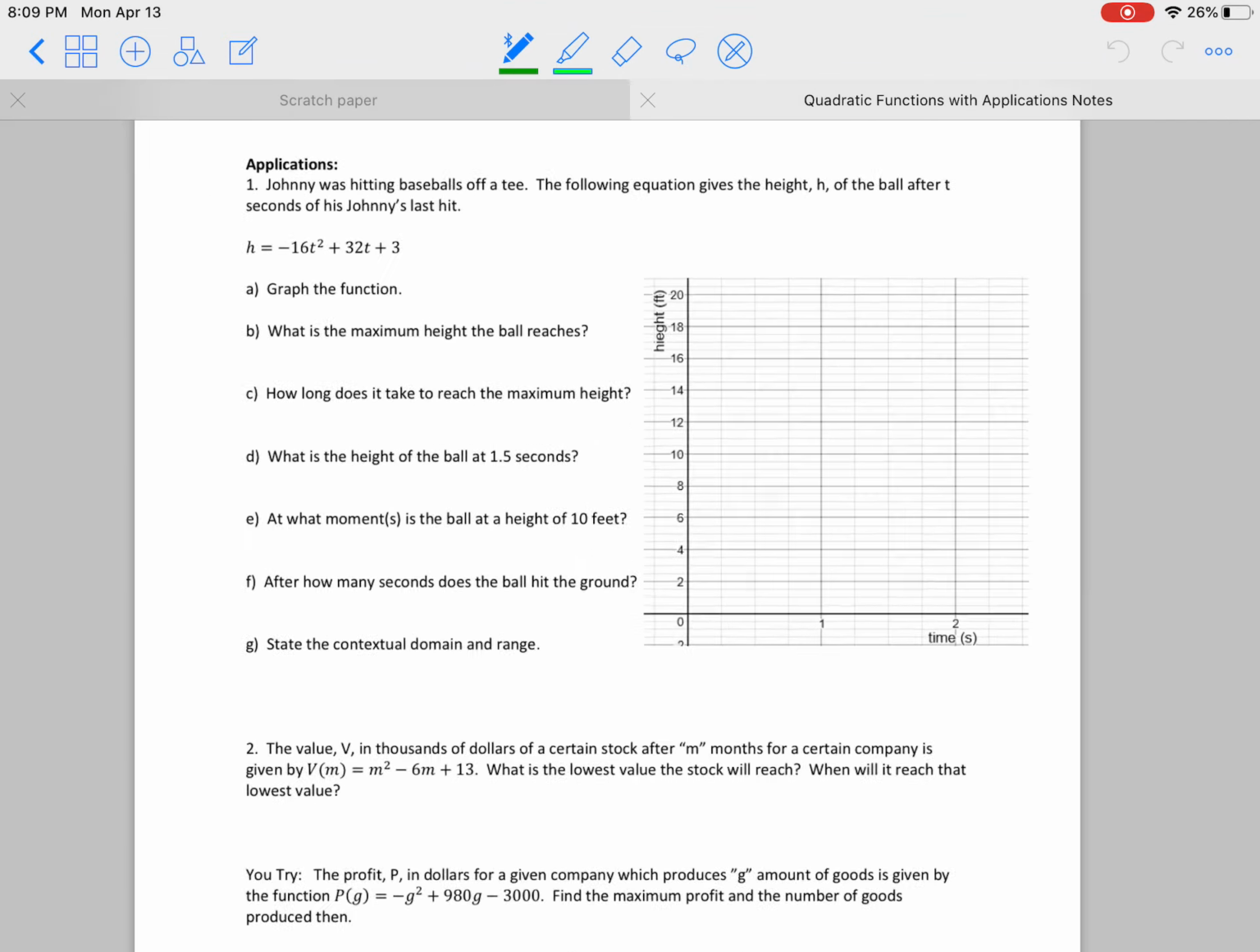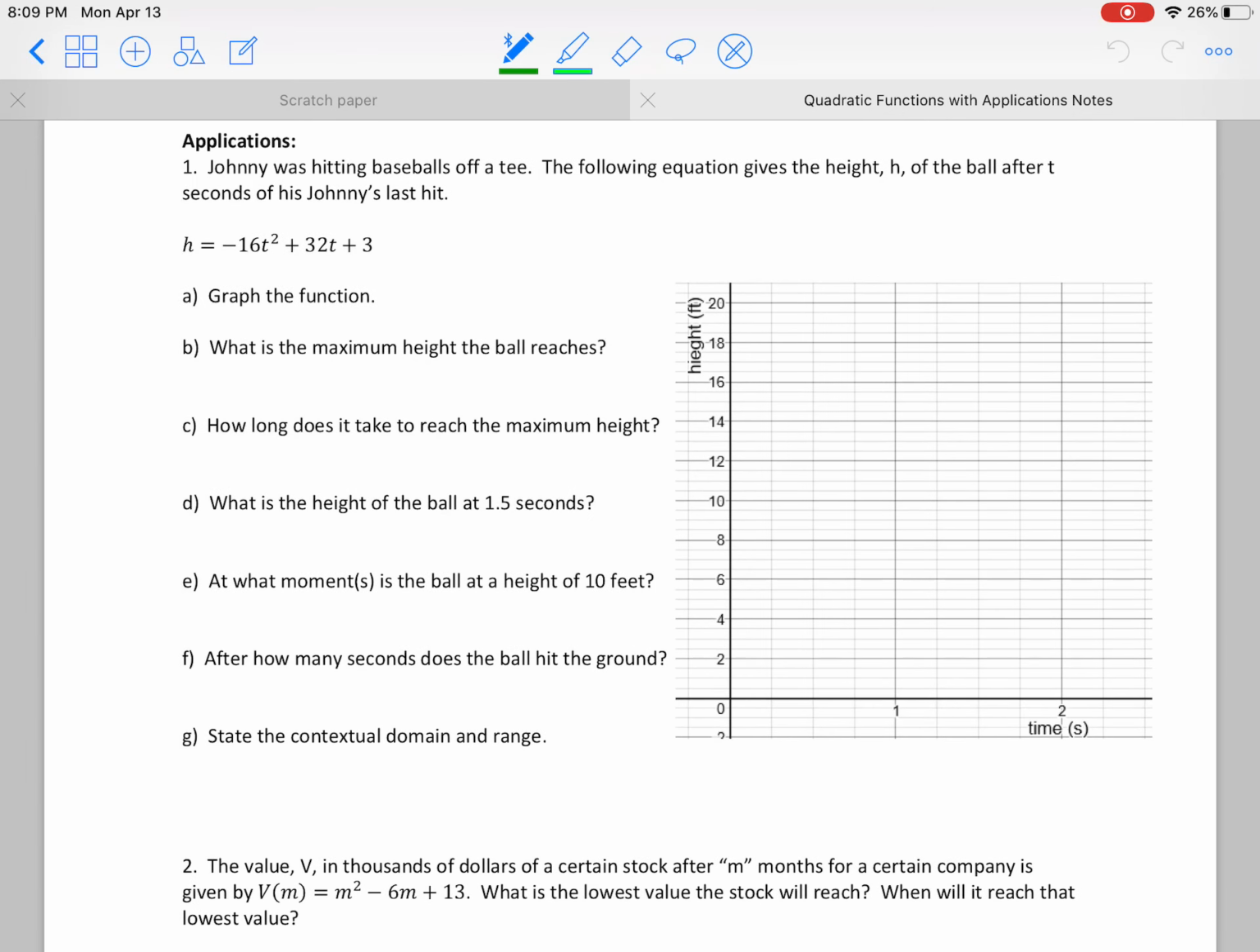Okay? Now, I want to show you a couple of applications of quadratic functions, a couple places where they're useful. Now, this first example is not really practical, but it's a situation we could model using a quadratic function. So we have Johnny hitting baseballs off a tee, and the following equation gives the height of the baseball after t seconds of his last hit. So his last hit can be modeled by this function.